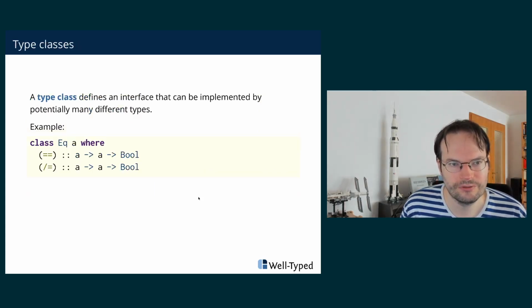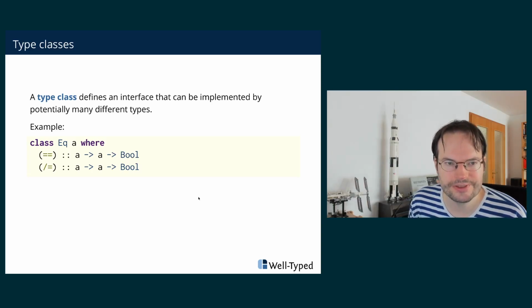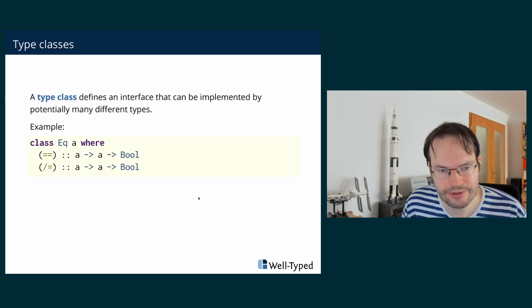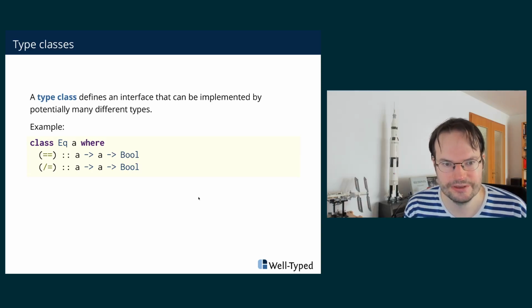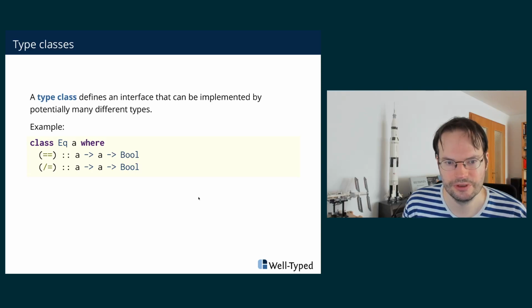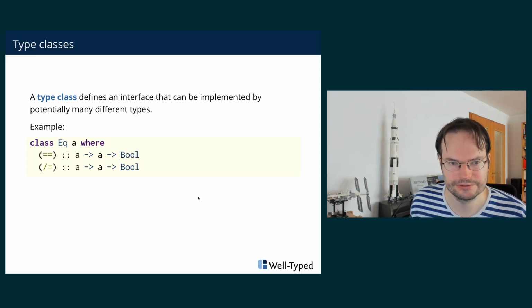At the core of overloading, there is the concept of a type class in Haskell. And the type class defines an interface that can be implemented by potentially many different types. Type classes are not themselves types. Type classes classify types. So Eq here on this slide is an example of a type class. Eq is the name of a type class.